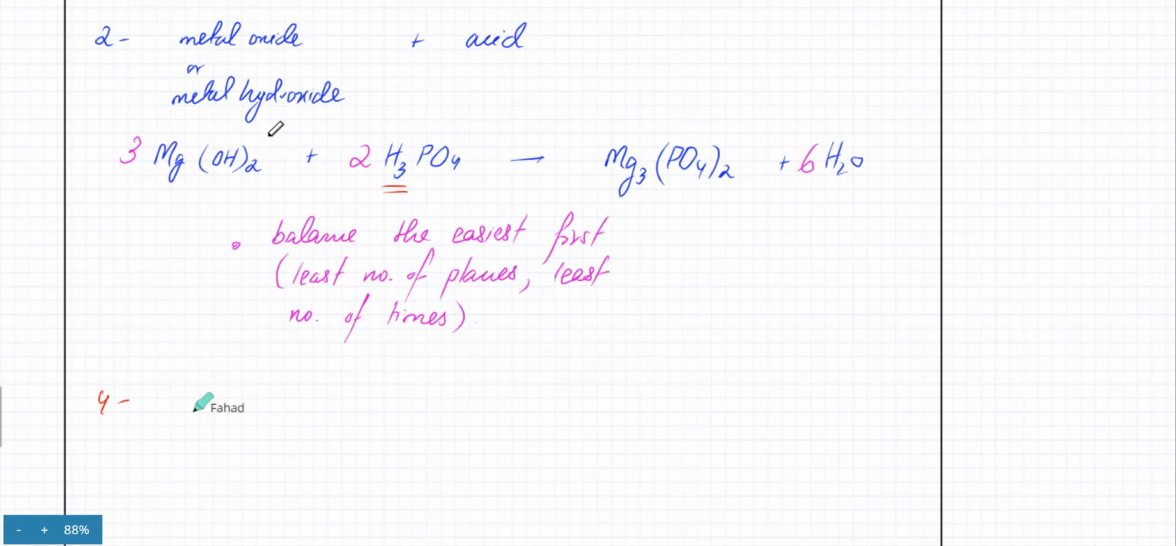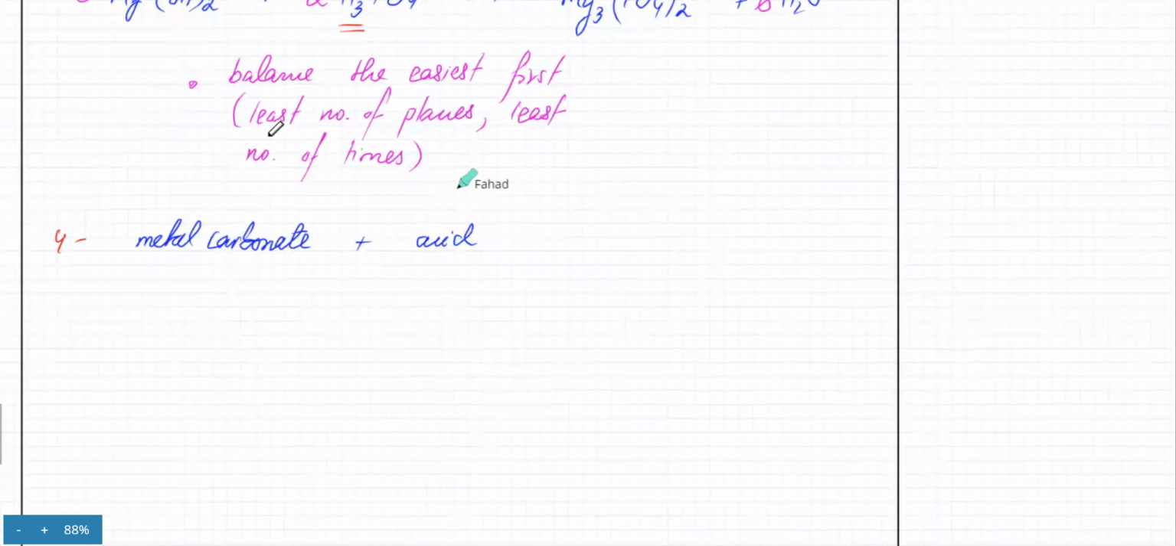अच्छा नंबर 4. 4 क्या था? कार्बोनेट प्लस एसिड. So that would end up producing salt, water, and carbon dioxide. So let's do number 4. Isme what's going to happen is let's pick sodium carbonate.